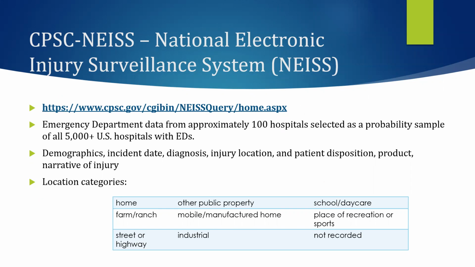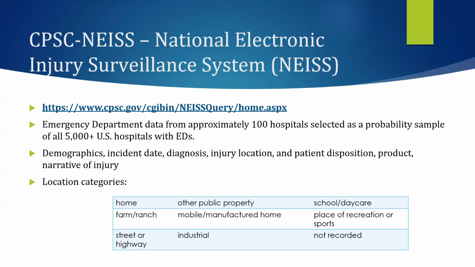The NEISS collects emergency department data from approximately 100 hospitals. These hospitals are selected as a probability sample of all 5,000-plus US hospitals with emergency departments. Starting from year 2000, NEISS includes all injuries rather than just consumer product related injuries.